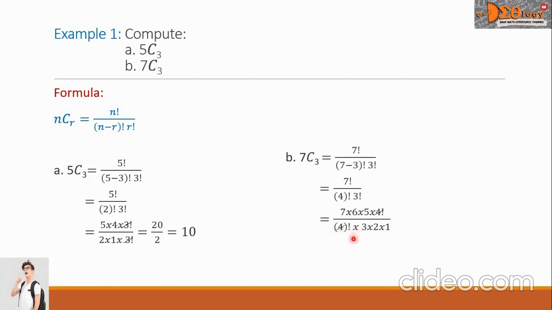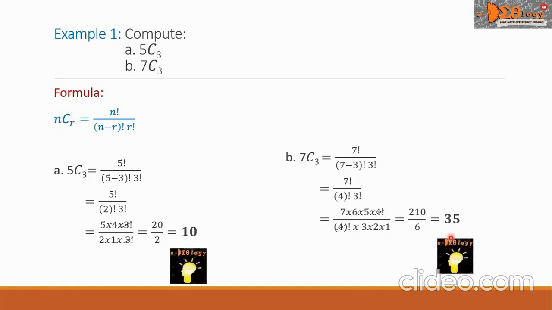And then simplifying further, the numerator gives us 210 over the denominator, which is 6. So 210 over 6 equals 35. This is the combination of 7 items taken 3 at a time. These are the final answers.